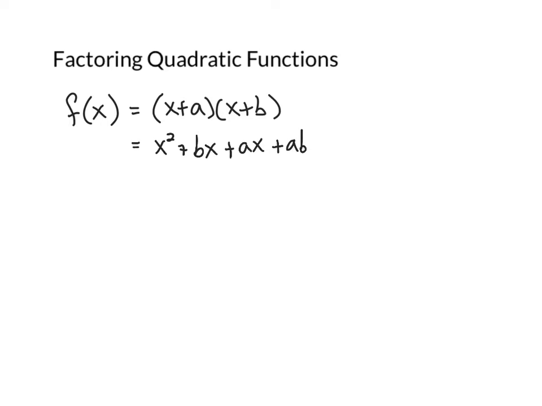Now that I've foiled, I'd like to combine like terms. The first thing I notice is that these two terms both have x's in them, so I'll combine them. If I have bx's and ax's and put them together, I have b plus a x's. So this would be b plus a, times x, plus ab.